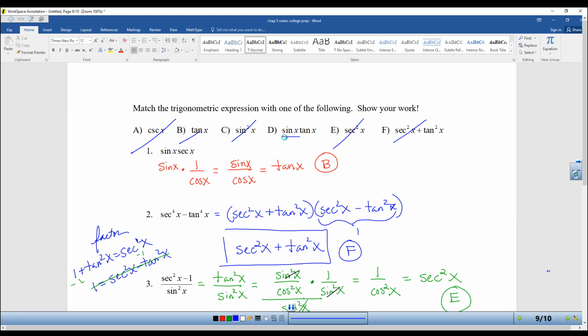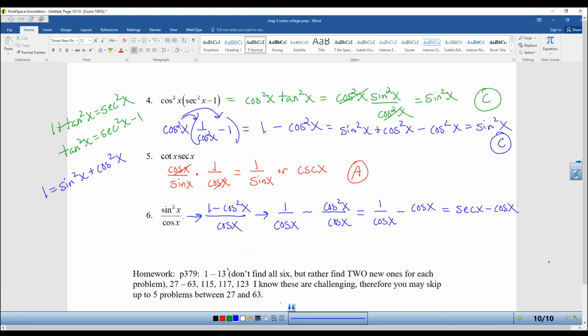How could I make sine tangent? I want to leave the sine but get rid of the cosine. So your alternative is to change this to sine of x over cosine of x. And now do you see it? That is tangent. So in just one step, that is tangent.